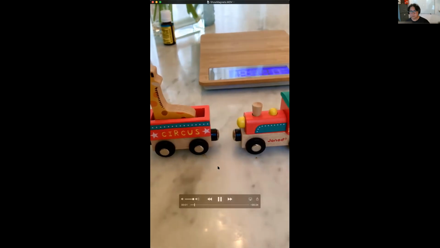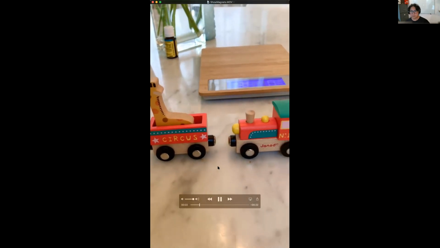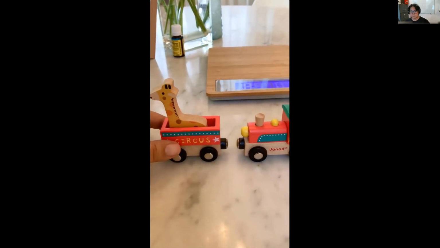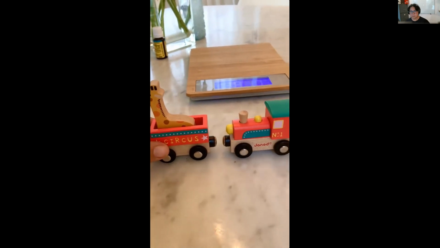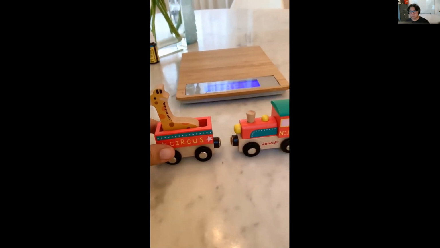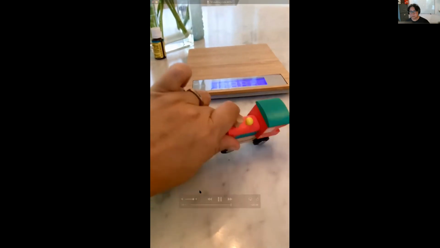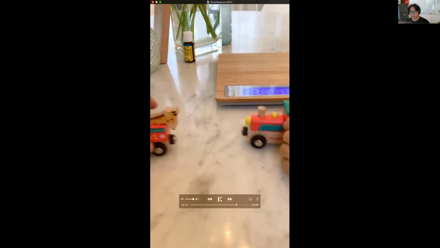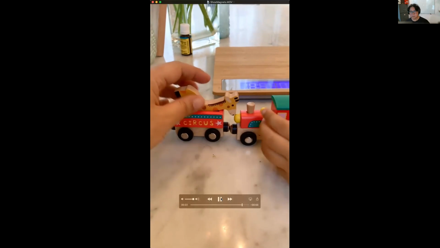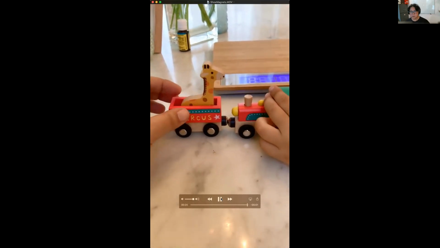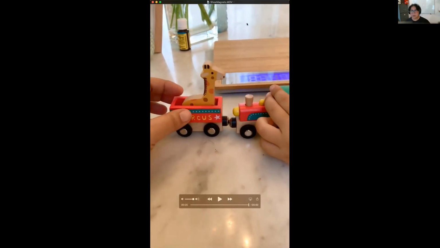All right, so in this toy train there are magnets in it. Right now, if I put it closer, you see it's repulsive on this side. But if I put it on this side, it sticks. So this is attractive. So one side is repulsive, the other side is attractive.